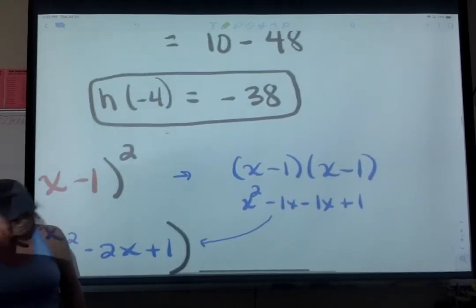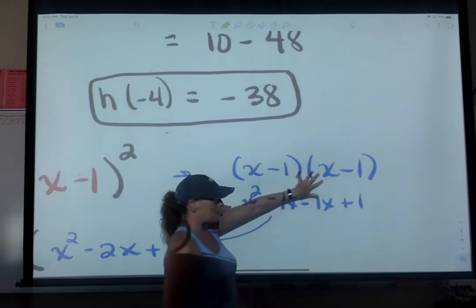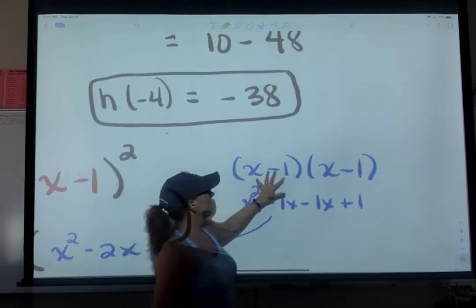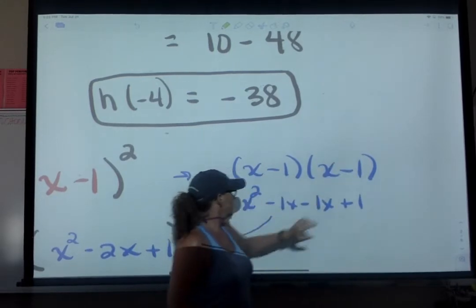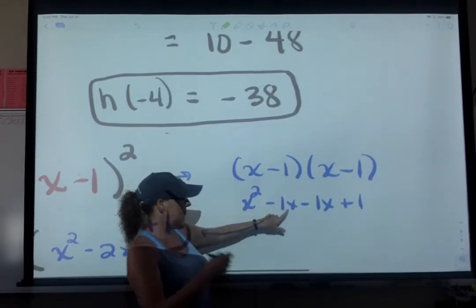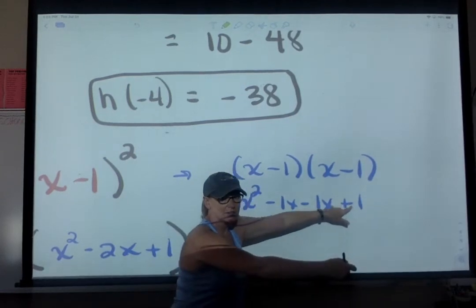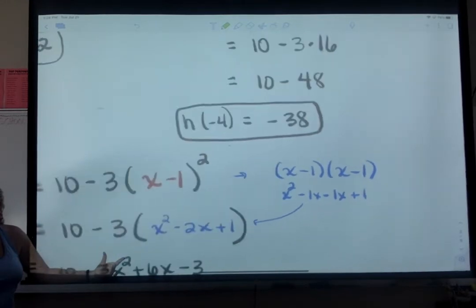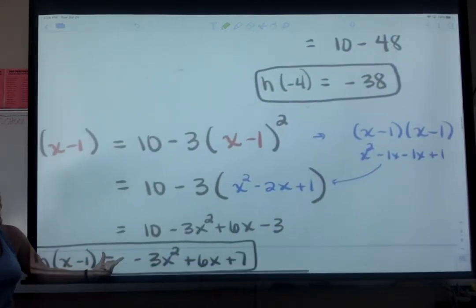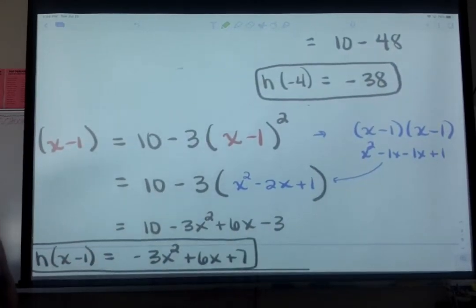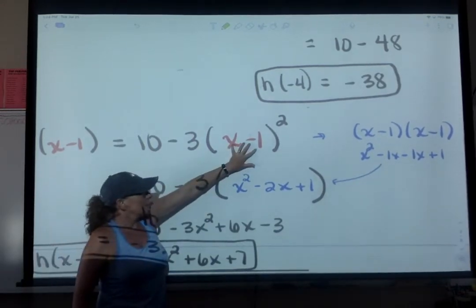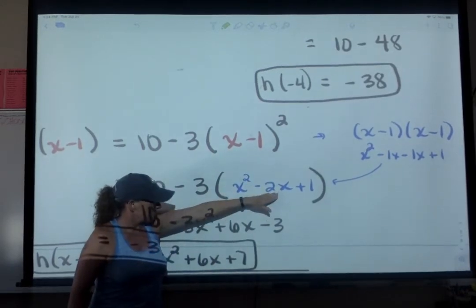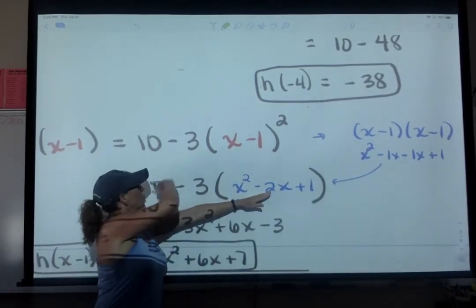Absolutely. Don't foil in your head. If you need to, come out here to the side of your paper, or on a scrap paper, or wherever, and write it out. This times itself. Do your first, outer, inner, last. And then bring it back into your problem that you're writing. Try foiling in your head. If it doesn't go well, write it down off to the side. Import it back into your work here.